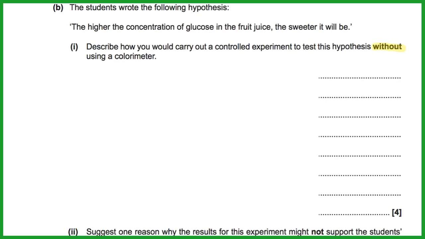Now it says it's a controlled experiment, so there'll be a mark for suggesting a controlled variable. Now you have to test the glucose concentration without using a colorimeter. So how could you do this? You could use a biosensor, such as you get in blood testing diabetes kits, or you could use a Benedict's test, but make a color chart of the different range of Benedict's test results, which might range from green to a bright red color.